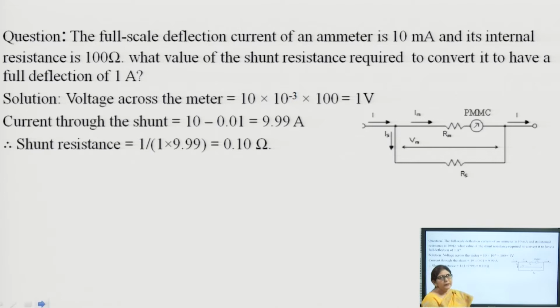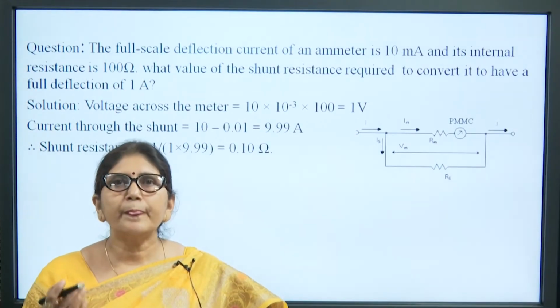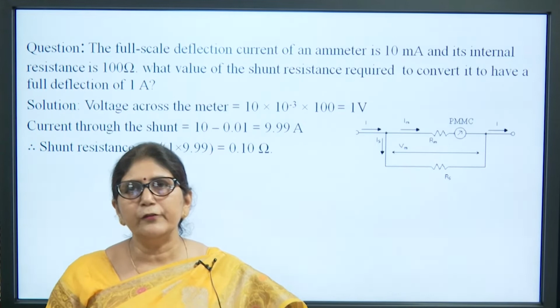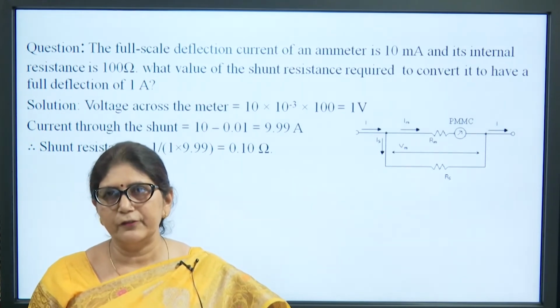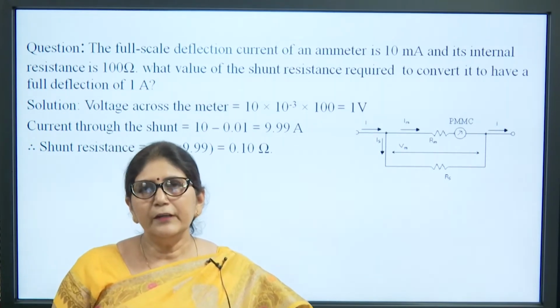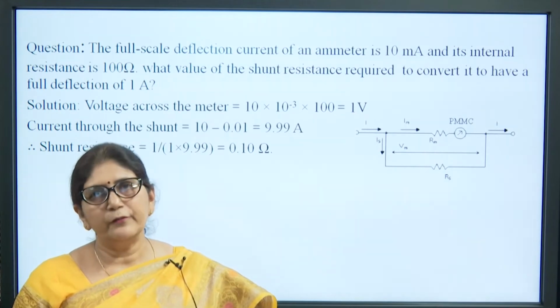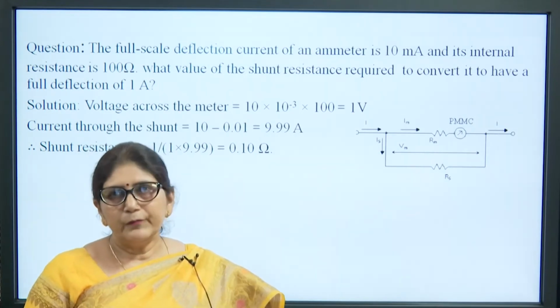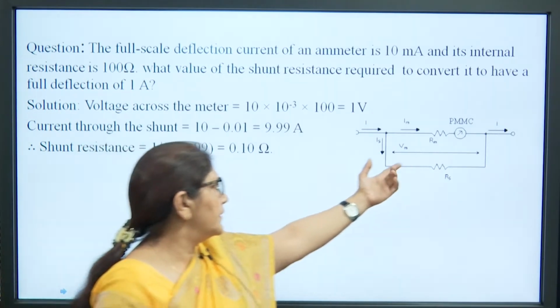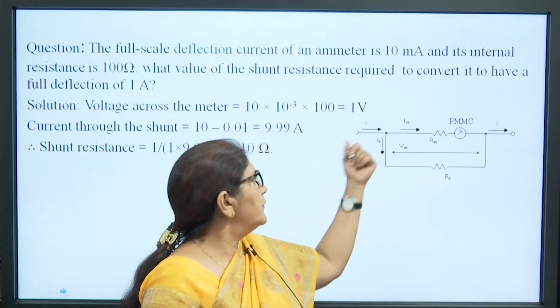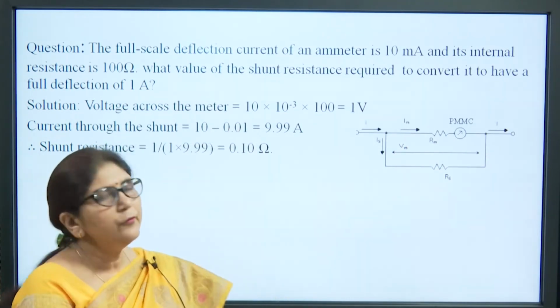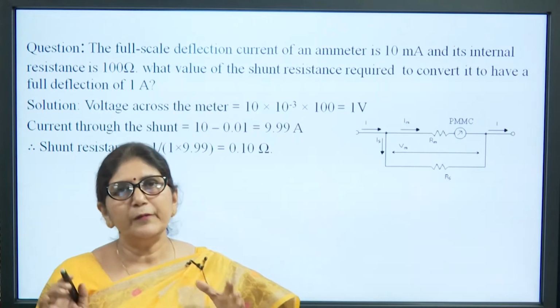Similarly, one more question is there: full scale deflection is 10 milliampere, internal resistance Rm is 100 ohm. What value of shunt resistance is required to have full scale deflection at 1 ampere? So, again we have to find out Vm. Vm is the voltage, that is, this resistance into current. So, it will be 1 volt.